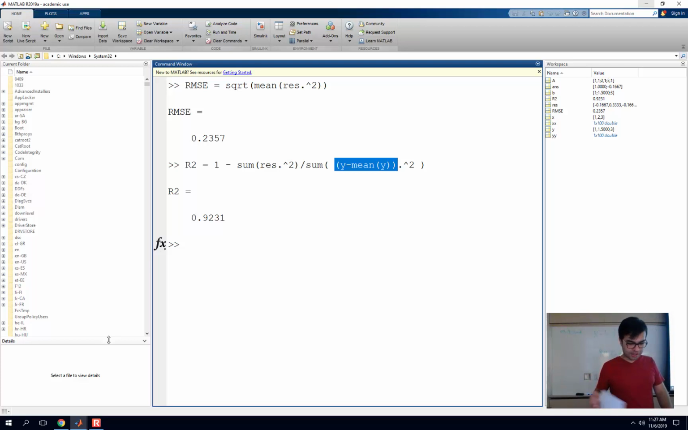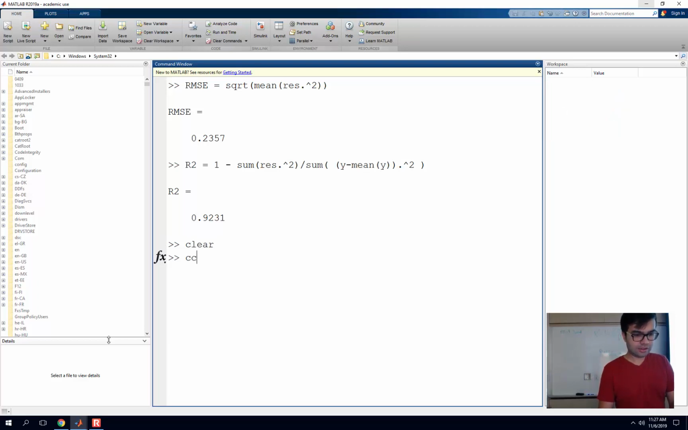Now I'm going to give you an example, and I'm going to let you calculate the coefficients for that example, plot, and calculate R squared and RMSE. Clear, CLC.